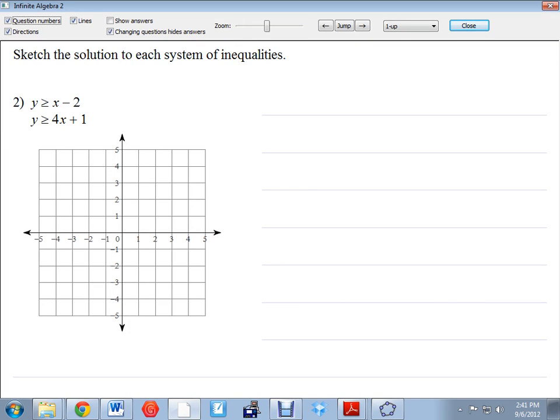Now we're going to talk about systems of inequalities. These are inequalities because they have the greater than or equal to signs here. They don't have to be the same sign. They could be different. The process is the same as systems of equations. We're going to graph it.